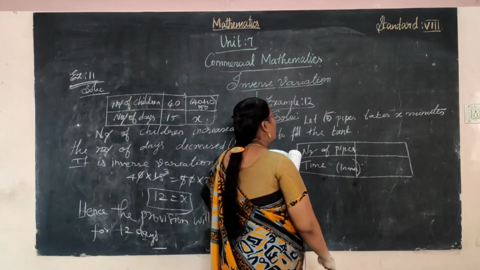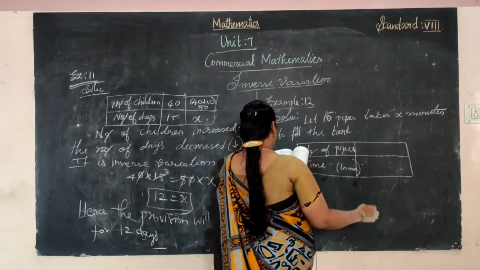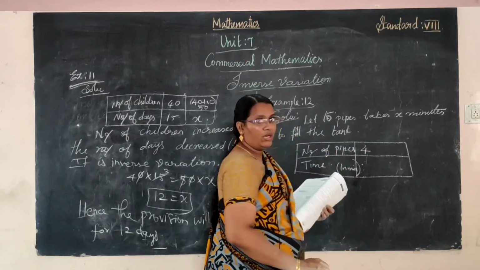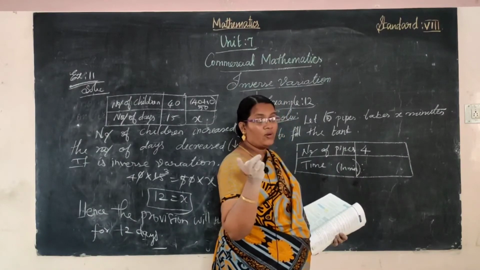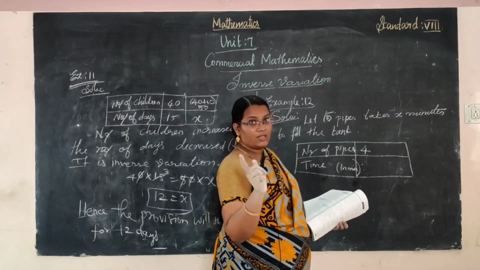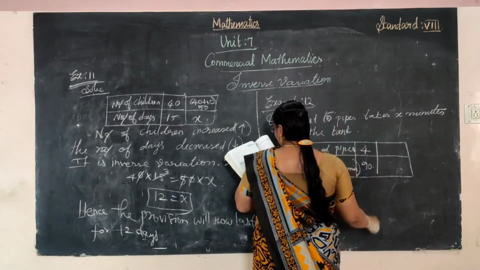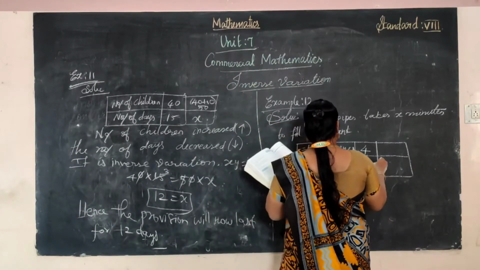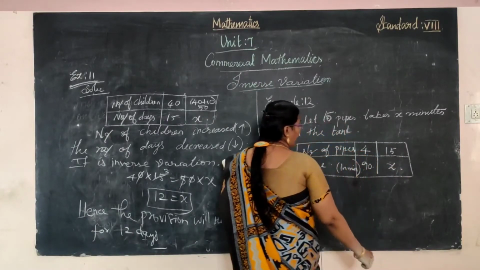In minutes. So number of pipes, first one, 4 pipes, 1.5 hours. 1.5 hours means 1 hour; here write it in minutes. So 1 hour means how many minutes? 60 minutes, plus 30 minutes, 90 minutes. So convert and write it directly here. Then how much time will it take for how many pipes? 15 pipes. You have to find out the time.